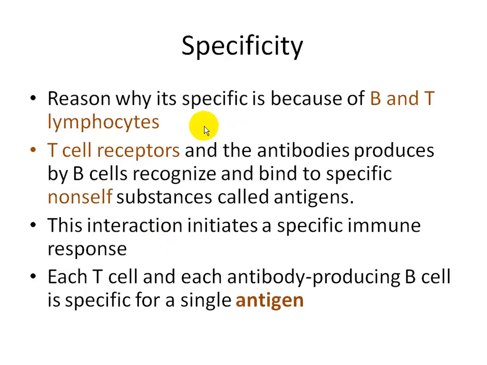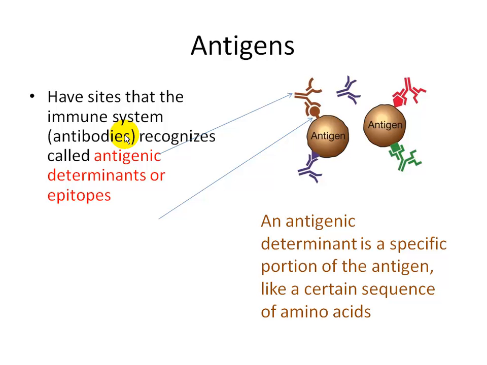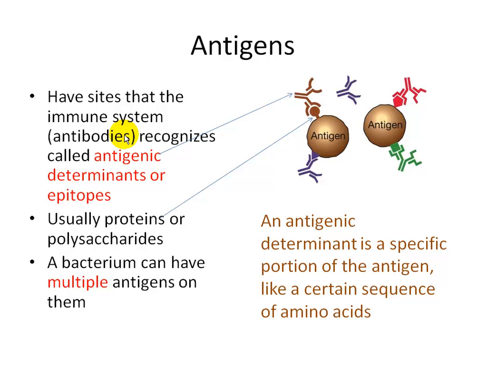So let's go into a little bit of what an antigen is. Antigens have sites that the immune system, or antibodies, recognize. These sites that the immune system recognizes are called antigenic determinants, which is pictured there at the first arrow at the top, or epitopes is another name for it. Antigens are usually proteins or polysaccharides, okay? And a bacteria can have multiple antigens on them. So an antigenic determinant is a specific portion on the antigen, like a certain sequence of amino acids.